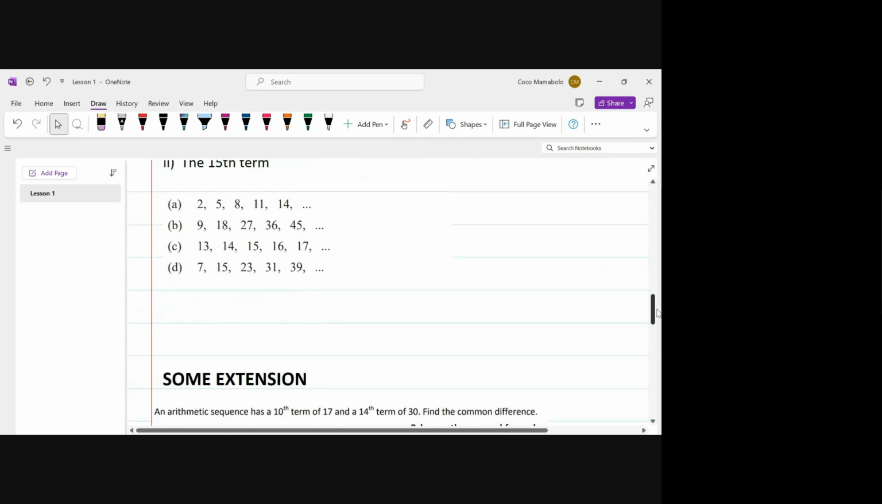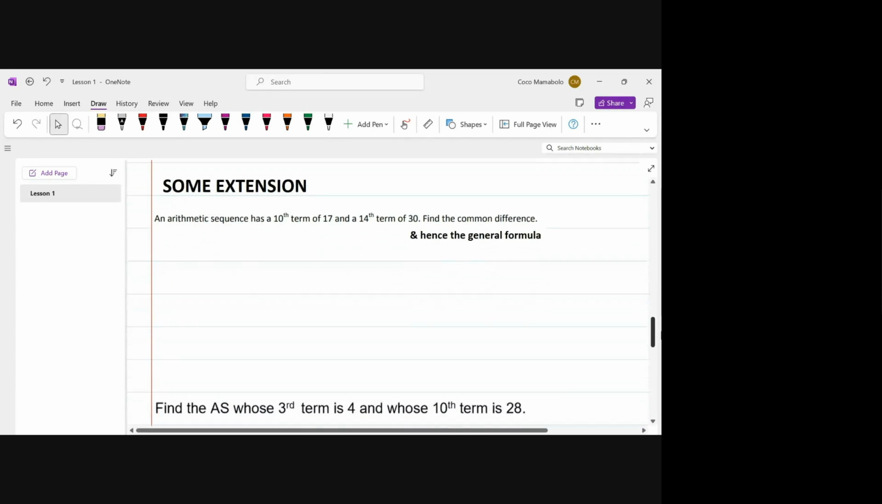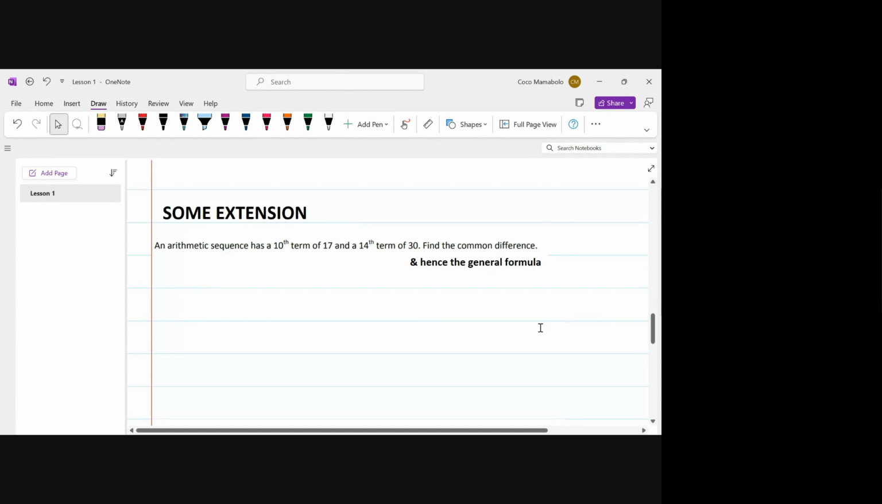Okay, let's talk about this. It says here, an arithmetic sequence has a 10th term of 17 and a 14th term of 30. Find the common difference and hence the general formula. I've added this part because we've just learned about the general formula and I really want us to put it to good use. Okay, so now here's the problem that I'm having.